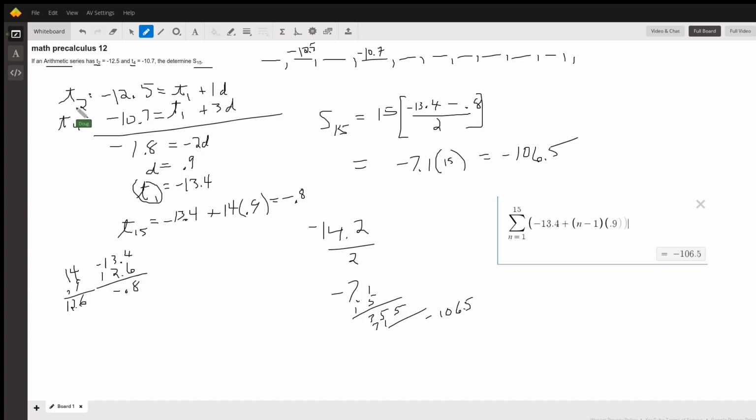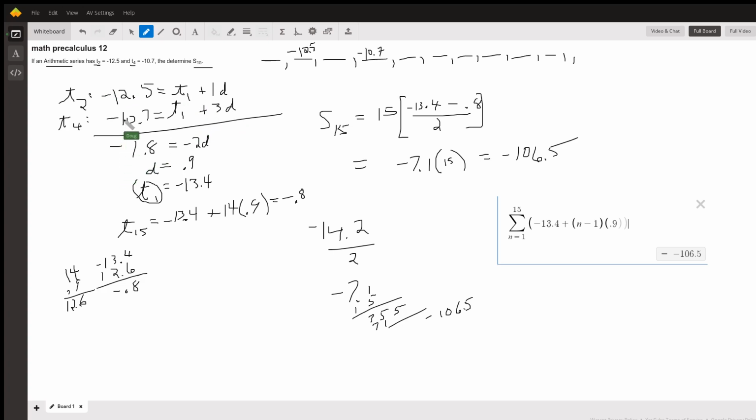So given that the second term is negative 12.5, we can say that negative 12.5 equals the first term plus n minus 1 differences, which we don't know what the difference is yet. And since we're looking for the second term, n minus 1 is 1. And for the fourth term, we're told that the fourth term is negative 10.7. That has to equal the first term, whatever it is, plus n minus 1, which was 4 minus 1, or 3 differences.